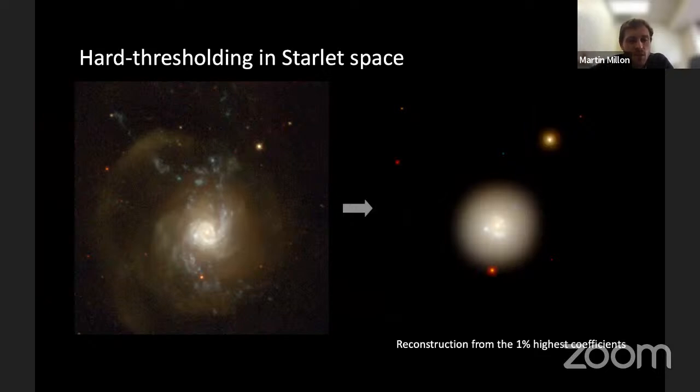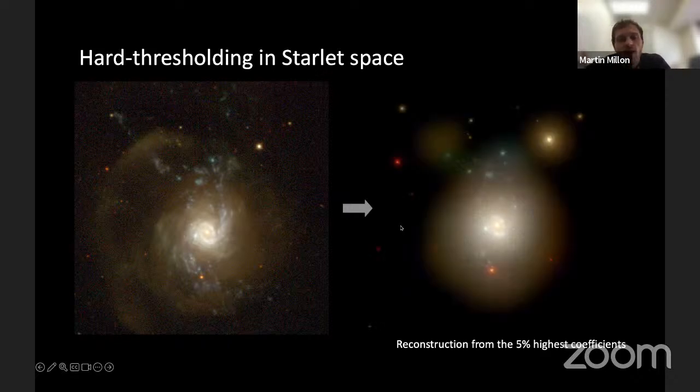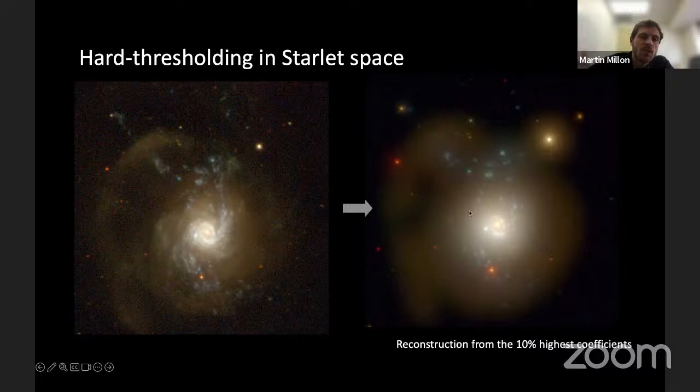So, to try to convince you about this: here I've decomposed my image and I'm trying to recompose it with only the 1% highest coefficients. So I got this image. And now if I do the same thing with the 5% highest coefficients, you get this. So you already start recognizing most of the image.